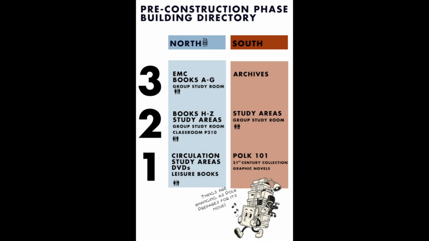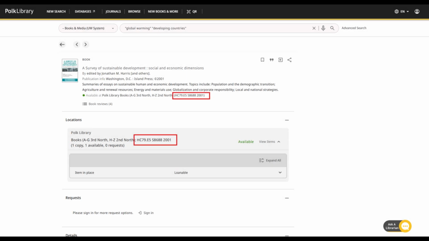For academic books in Polk Library, you'll also need to note its location, which has changed ahead of the new library construction. The main academic book collection at Polk Library is now on either the second or third floor of the north wing. Next, you'll want to note the long string of letters and numbers, making sure to write it down, take a picture of it on your phone or whatever.